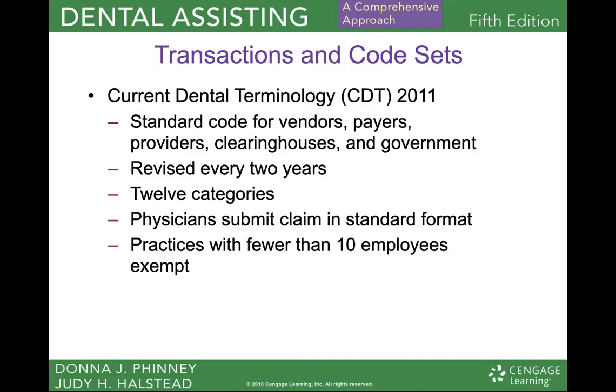CDT codes have to deal with current dental terminology, and the latest version of the CDT was released in 2011. The first code was completed in 1969 and was initially revised every 5 years, but now it's revised every 2 years. There are 12 categories in the code standard, and each is denoted with the letter D and a 4-digit number. Physicians must claim in standard format, and practices with fewer than 10 employees are exempt from this law.